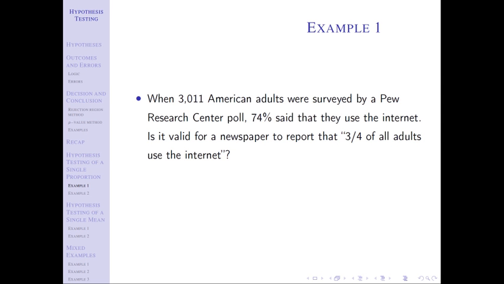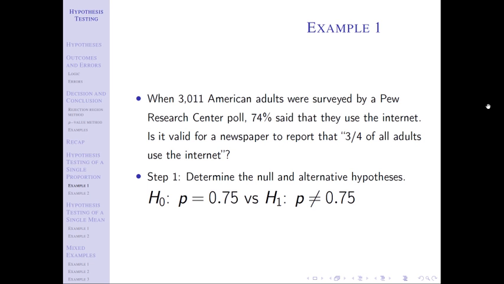So the claim would be that P is equal to 0.75. Notice that's not asked anywhere. It's not really part of the problem. You want to make a note of that to the side, that we're saying that the claim is that P equals 0.75. And so because of that, that leads us to our null and alternative, like so.